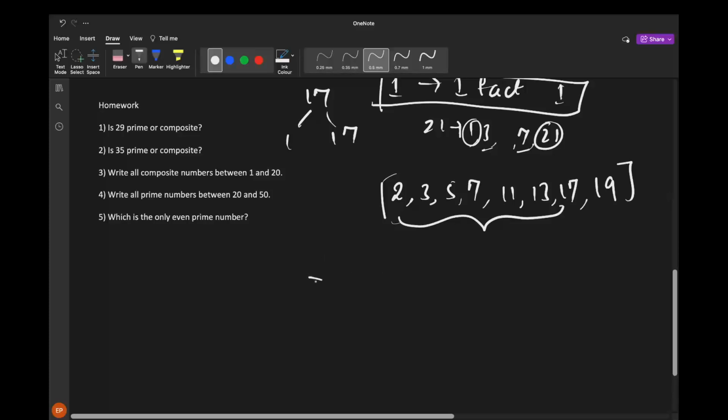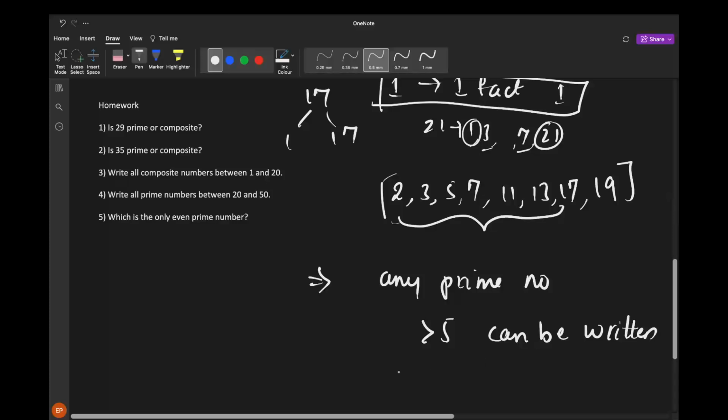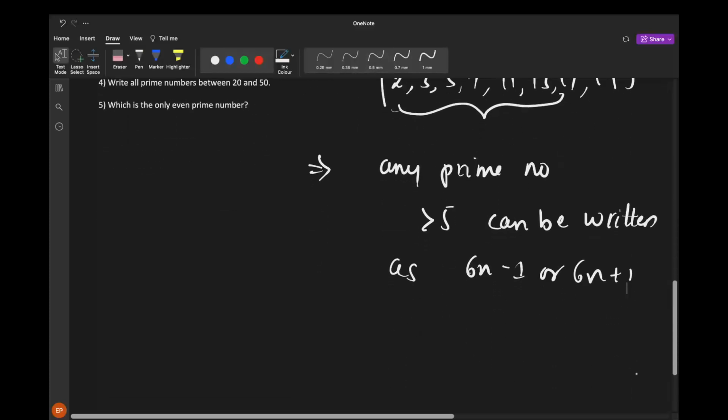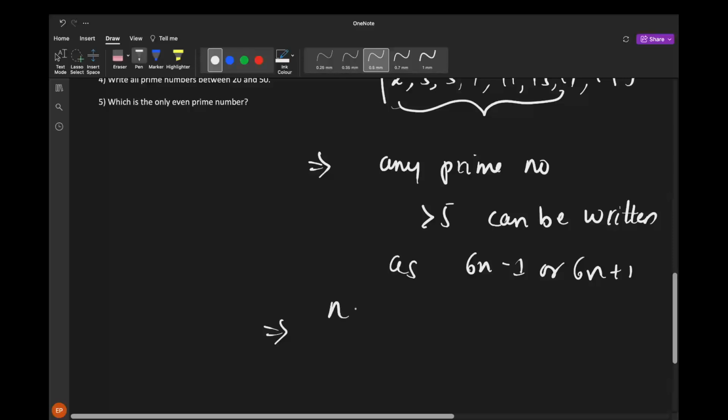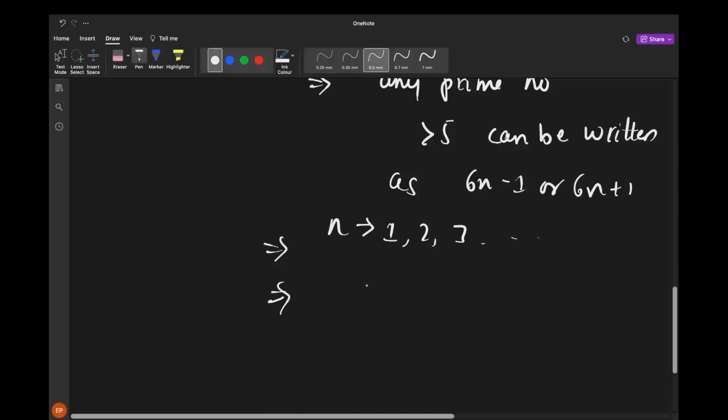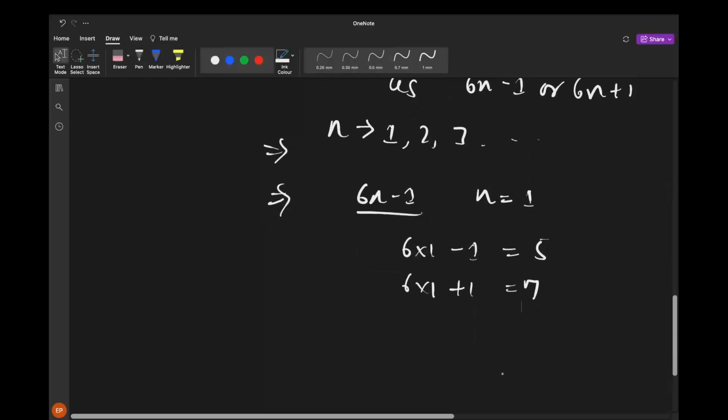And one more thing, let me add here. This is a trick. Any prime number greater than 5 can be written as 6n minus 1 or 6n plus 1. What does it mean? The values of n go 1, 2, 3, which are natural numbers. Let me put some numbers. For 6n minus 1, let me put n equal to 1. 6 ones are 6, minus 1 gives us 5. 6 into 1 plus 1 gives 7.